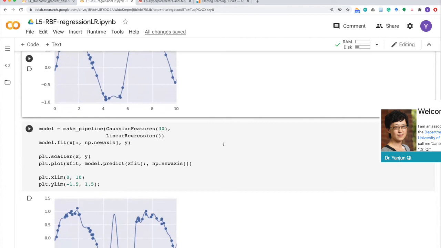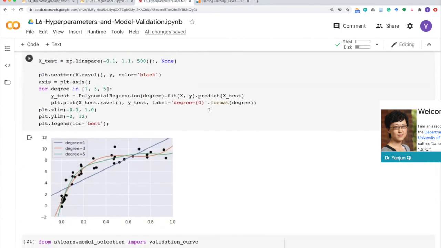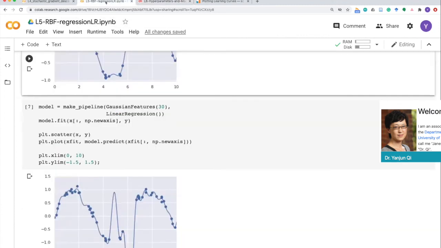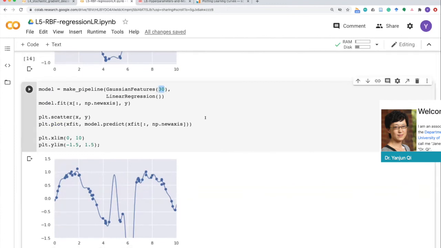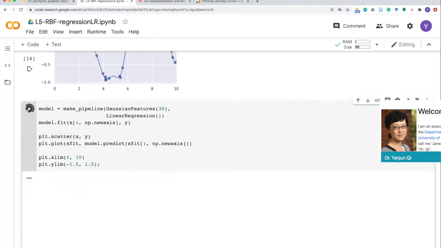I really want to show you one thing, because this Gaussian feature generator already hides the gamma and lambda choice, but there's still one hyperparameter to pick. Very similar to the polynomial case. In the polynomial regression case, you need to define this largest degree D term. And in the RBF case, similar thing, you need to define how many centers. So we show you results from 20 centers, and that's from 30 centers.